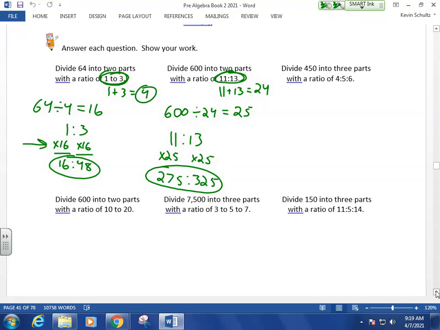The third one, divide 450 into 3 parts in a ratio of 4 to 5 to 6. The process is the same here. If we want to figure out the value of 1 unit, we have to add 4, 5, and 6 together. 4 plus 5 plus 6 equals 15. What do we do with that?